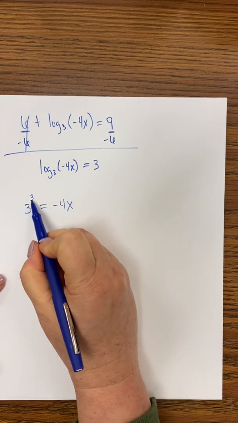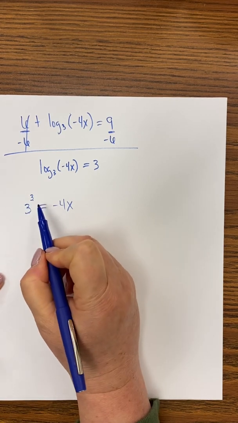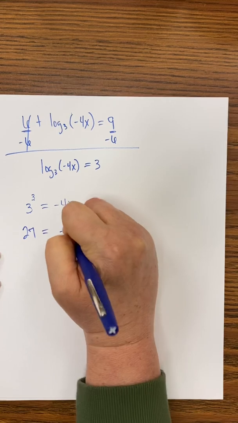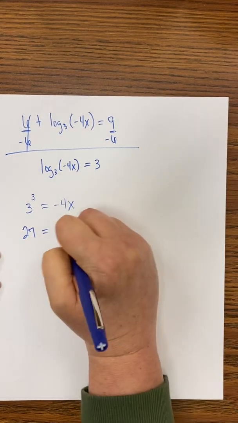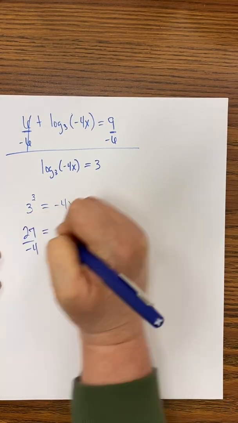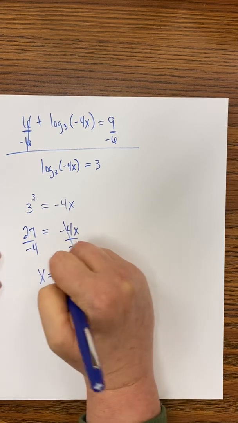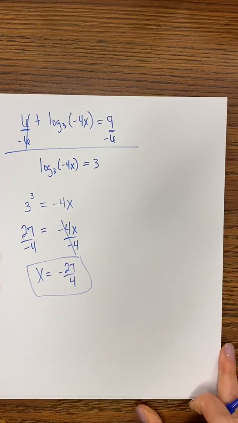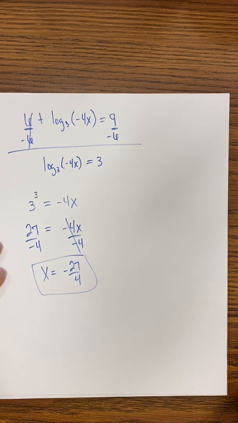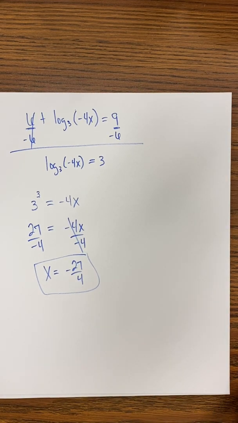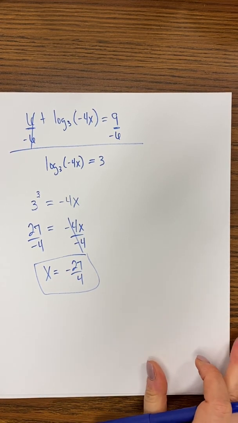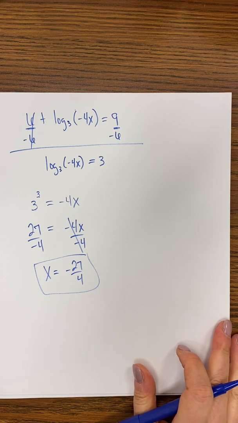So now you go 3 to the third. 3 times 3 times 3. So 3 times 3 is 9. 9 times 3, 27. Equals negative 4x. And then now we divide by negative 4. And x equals negative 27 over 4. And again, you do not have to make it a decimal. You don't have to make it a mixed number. You can put it in just like that. And that is some more on solving logarithmic equations. And that concludes your lesson 7-5.